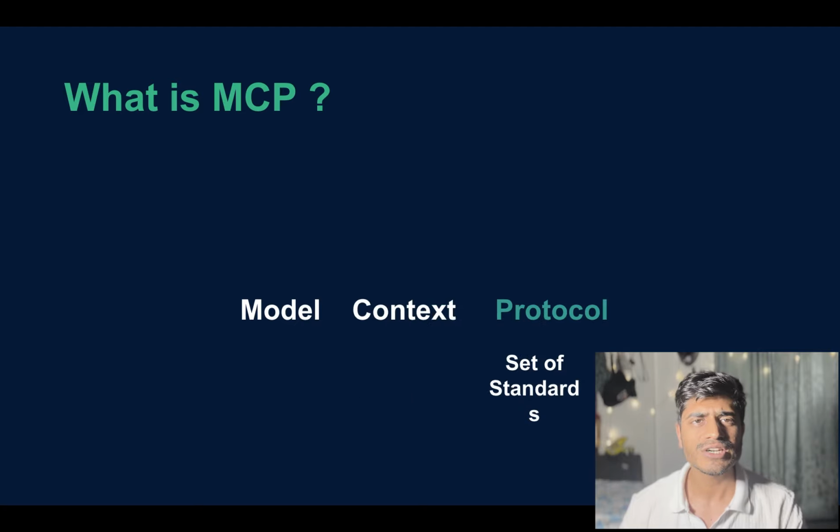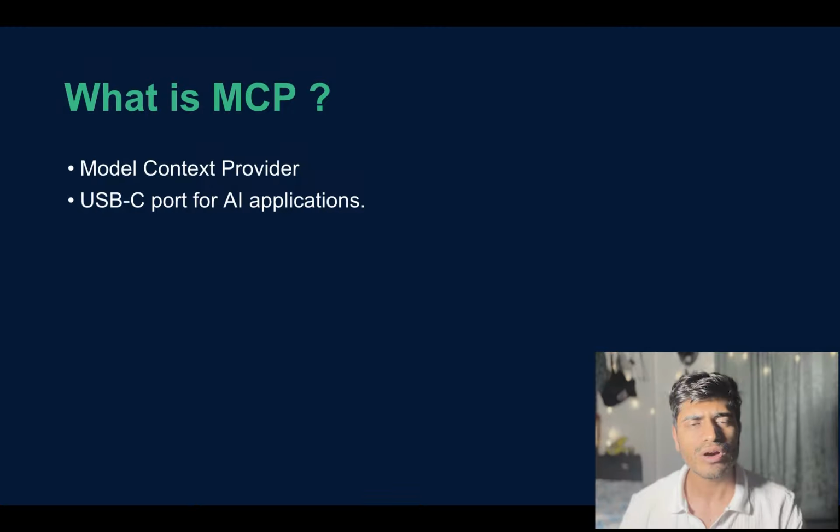And protocol is a set of standards or a set of predefined rules, right? So Model Context Protocol is a protocol that basically allows you to define the context so that these LLMs can respond better. So you can think of MCP servers as a USB port for AI applications, and I'll talk about what actually this means.